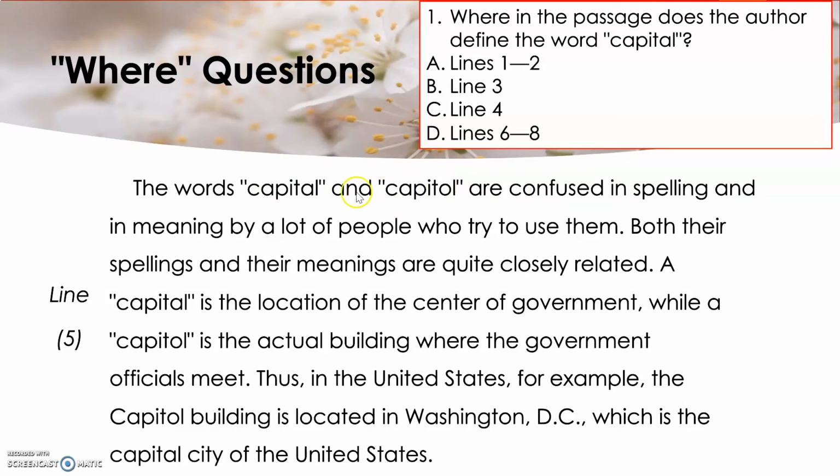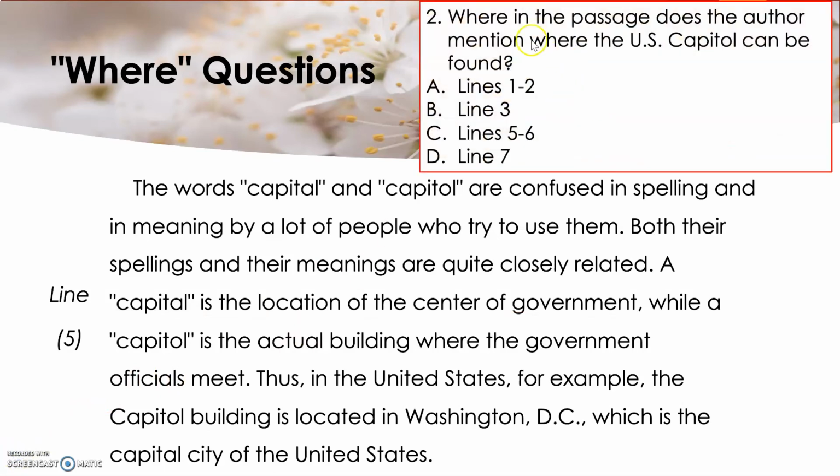So let's find another capital. Here it is. Capital is the location of the center of government. So that's the definition of the word capital. It's in line 4. This is line 5, so it must be line 4. So the best answer to this question is C, line 4. Okay, the next question.